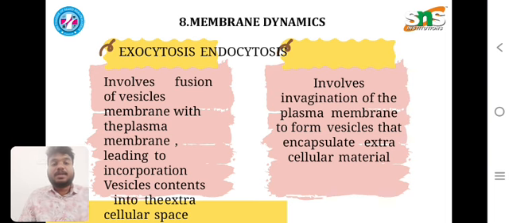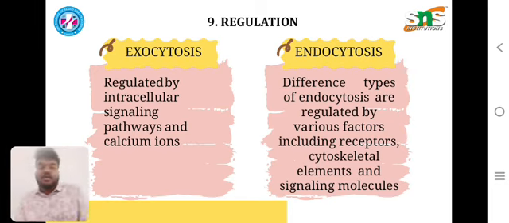These are the examples. And if we see about the membrane dynamics, exocytosis involves the fusion of vesicle membranes with the plasma membrane. So it leads to the incorporation of vesicle contents into the extracellular space. Whereas endocytosis involves invagination of the plasma membrane to form vesicles that encapsulate extracellular material. So these are the membrane dynamics we have to see.